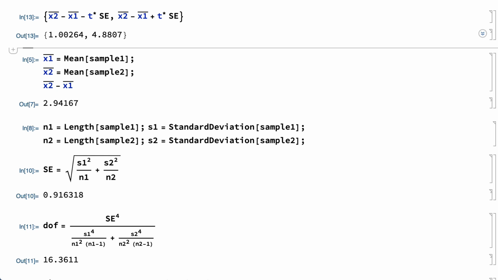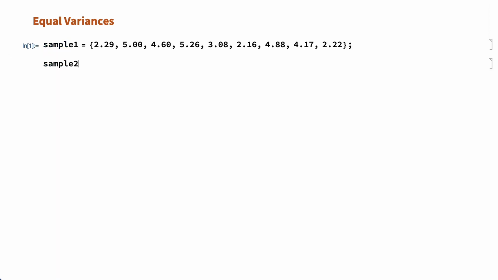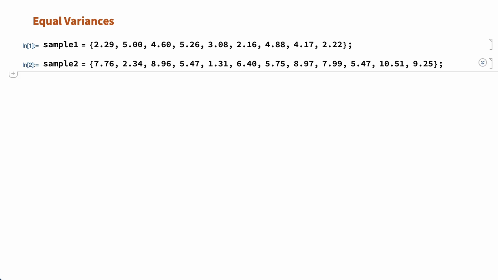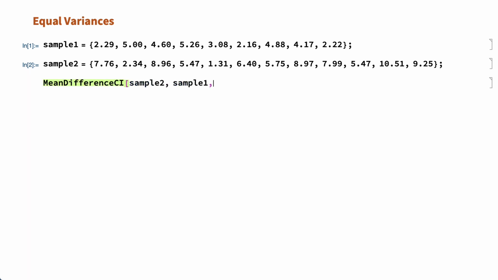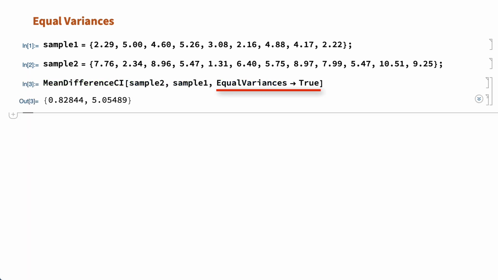A common special case comes up if the two populations are expected to have the same variance, in which case the variances of the two samples can be combined to get a better estimate for the population variance, which leads to different formulas and a different confidence interval. The assumption of equal variances is specified by including the equal variances true option in the mean difference CI function.